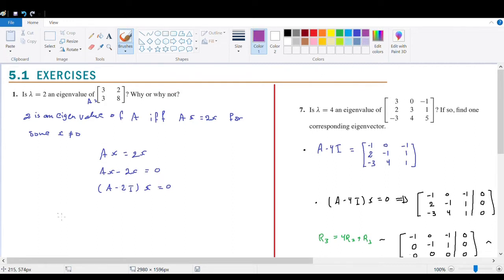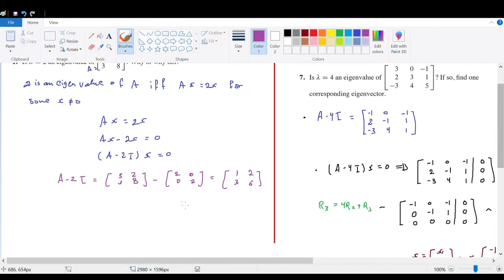So first let us find what is A minus 2I. This is just the matrix A, [3, 3; 2, 8], minus 2I, the identity matrix multiplied by 2, so [2, 0; 0, 2]. This will give us 3 minus 2, 1, then 3, 2, and 8 minus 2 will be 6. Now if we do row operations for this matrix, it is clear that the second column is just a multiple of the first column, where v1 is equal to half v2.